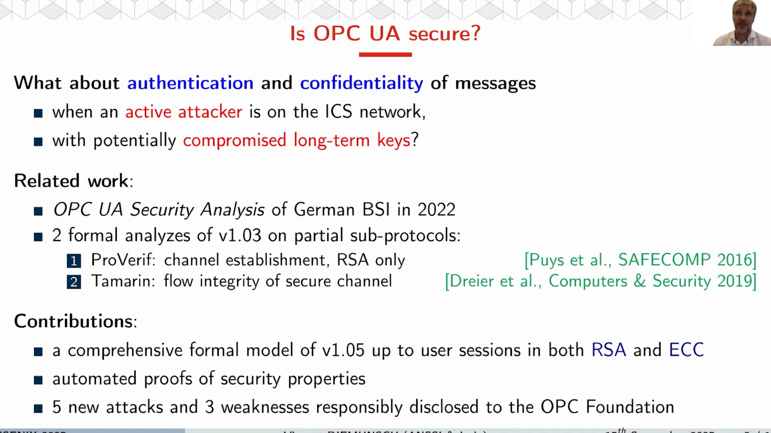Our contributions in the present work consist of providing a formal model of version 1.5 with user sessions in both RSA and the new elliptic curve cryptography, developing automated proofs of security properties, and responsibly disclosing 5 new attacks and 3 weaknesses to the OPC Foundation.